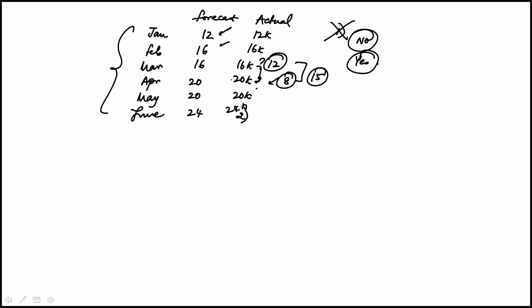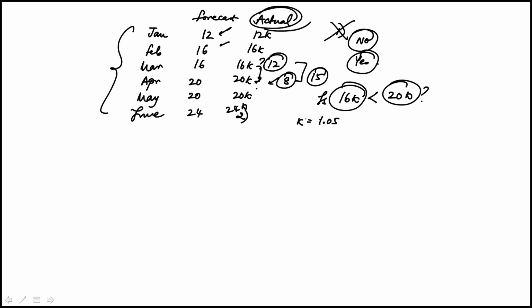But the key thing is we're comparing 16K. So the question is, is that less than 20K? And it doesn't matter if K is greater than 1 or less than 1, because this quantity is positive, it will always be less than that 20K. So K could be, for example, 1.05, in which case the actual numbers would be higher than the forecast, but K could also be 0.85, in which the actual numbers are less than the forecast.